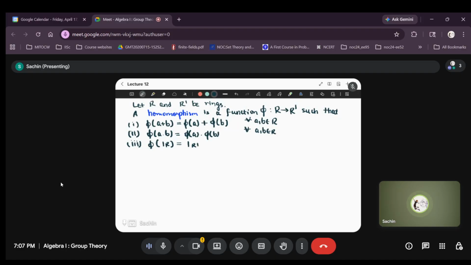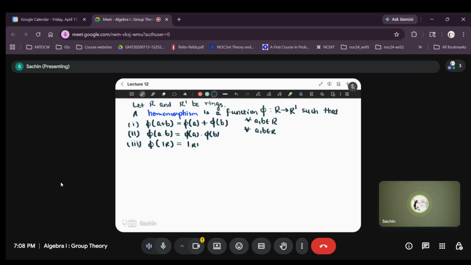That is automatically there from the property that phi of A plus B is equal to phi of A plus phi of B, because phi of 0 plus 0 is phi of 0 plus phi of 0. But 0 plus 0 is 0 only, right? So we take A is equal to B is equal to 0. Then in point number 1, phi of 0 plus 0 on the left hand side will become phi of 0. And on the right hand side, you'll have phi of A plus phi of B, which is phi of 0 plus phi of 0. Then you add the additive inverse of phi of 0 to both sides. And you get 0 is equal to phi of 0.